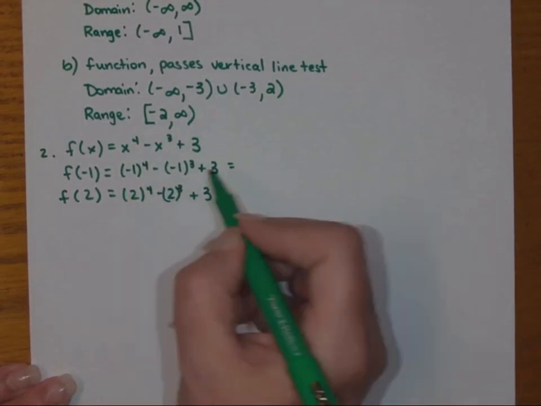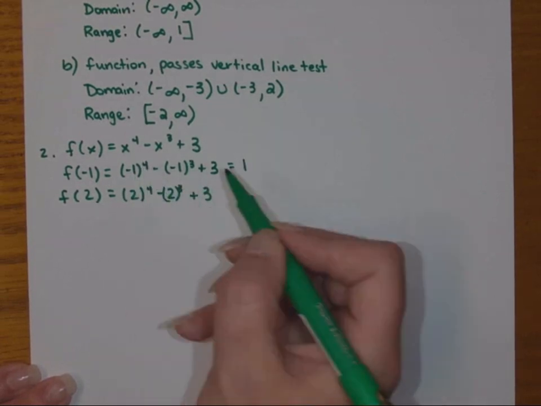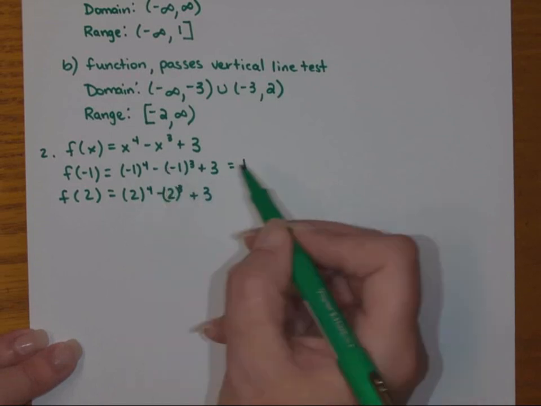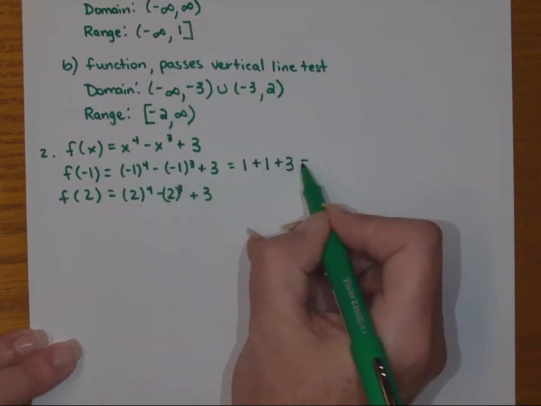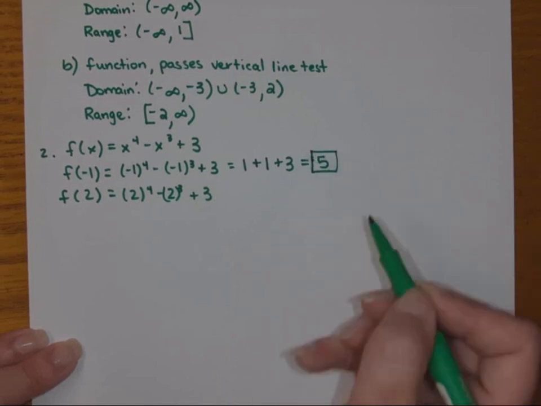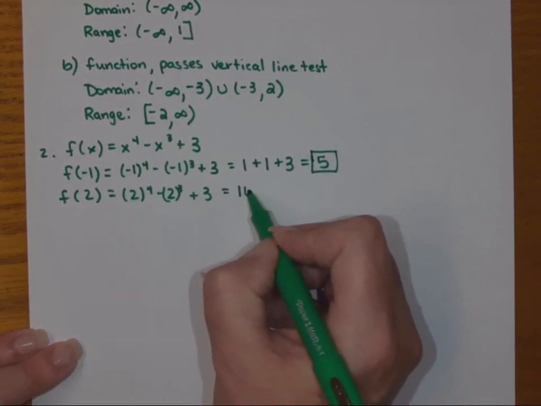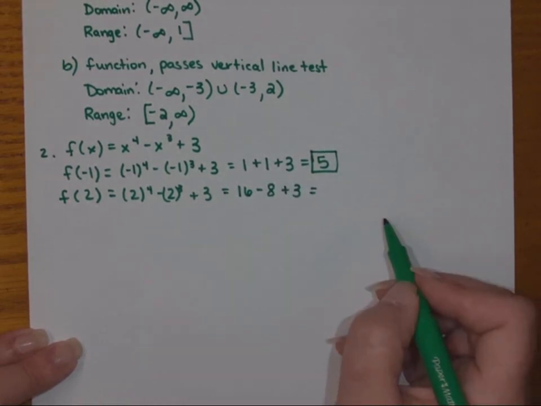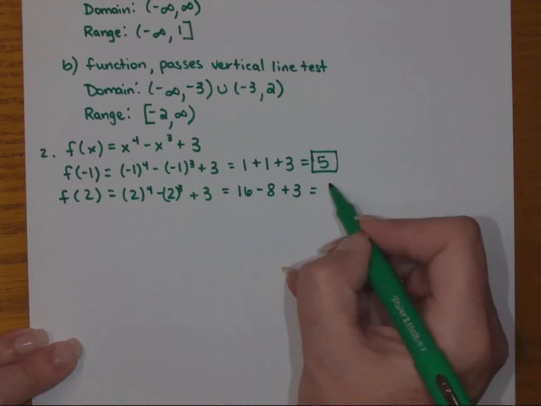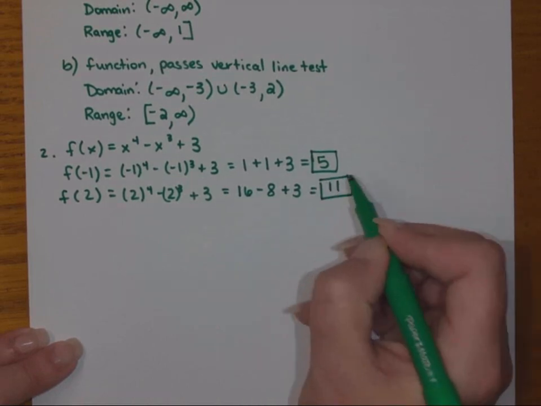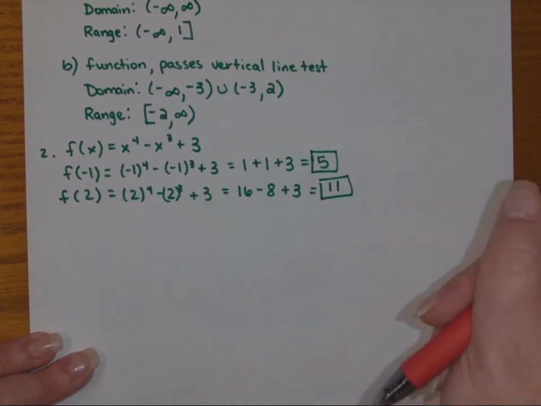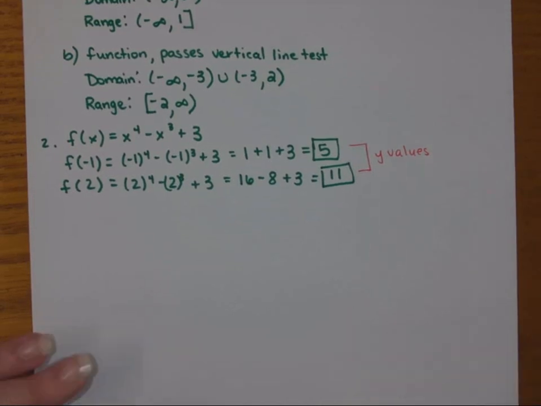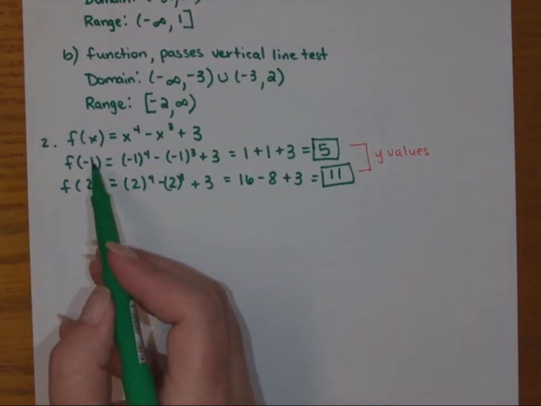But here you'll get 1 because negative 1 to the 4th is positive 1. And then you'll do exponents first, so this will be a negative 1, and then that'll change it to a plus. So you'll get 5. You could enter this all in on your calculator too if you'd rather. On this one, 2 to the 4th is 16, minus 2 to the 3rd is 8. Notice I did exponents first and then I'll subtract and add. So I get 8 plus 3, which is 11. So remember, these are the y values. So f of whatever means what are the y values when x is, in this case, negative 1 and 2.